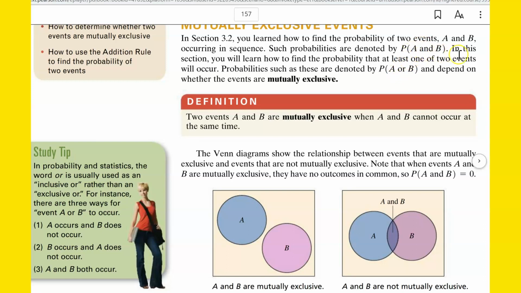So again, the probability that A and B both happen, so two events occurring in sequence, versus the probability that one thing is going to happen, and it's going to be either A or B. So not two things happening, but one thing happening that could happen two or more different ways.